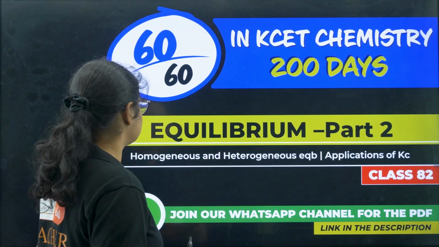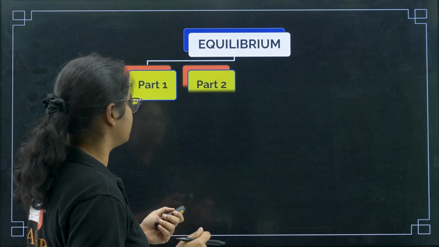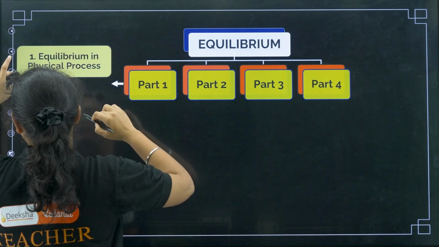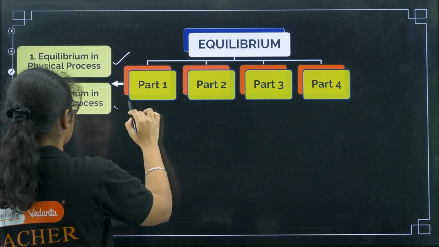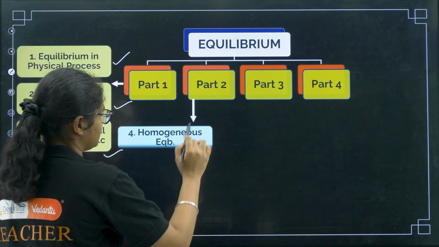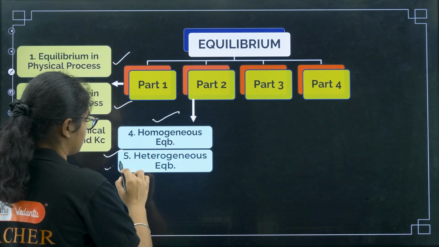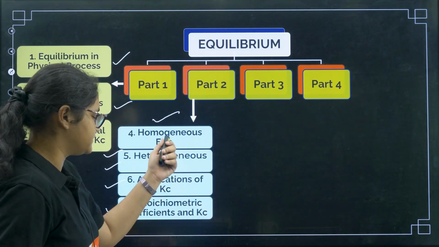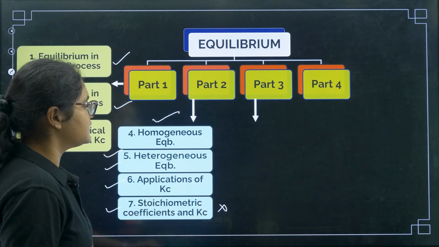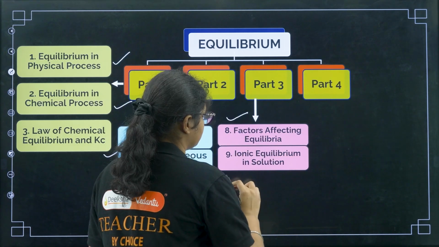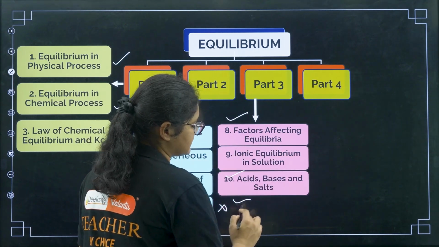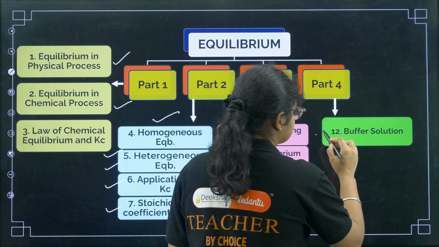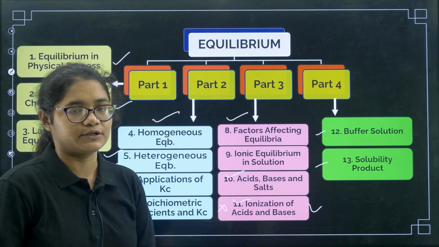Okay, so yes, now coming to this chapter, how we are going to cover it: there will be 4 parts. In the first part we covered equilibrium in physical processes. This we have already done, and these are all covered. In today's lecture we are going to discuss homogeneous equilibrium, heterogeneous equilibrium, applications of Kc, and stoichiometric coefficients and Kc. This is going to be a very important thing. In the next class we will be discussing factors affecting equilibria, ionic equilibrium in solution, acids, bases and salts, and then ionization of acids and bases. In the last class we will be discussing buffer solutions and solubility product.